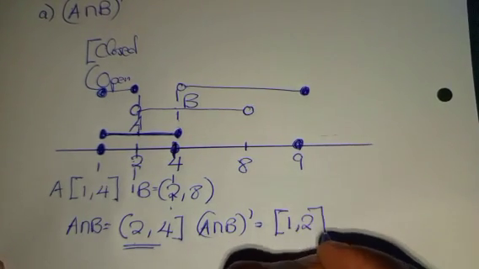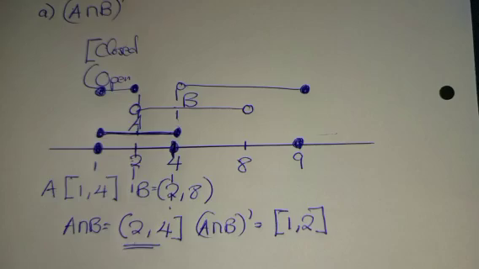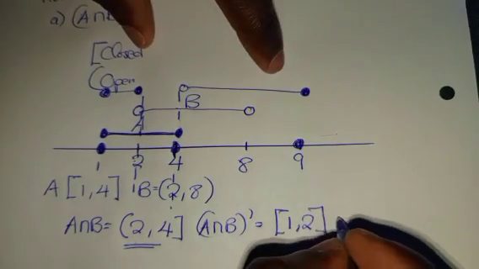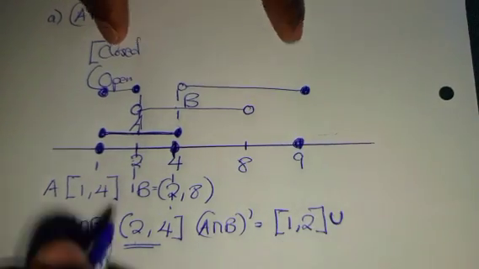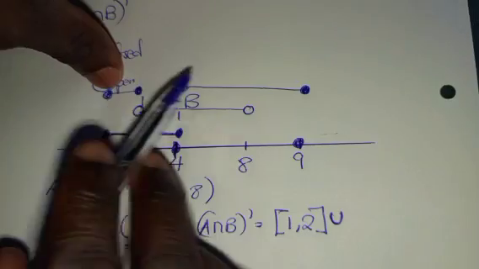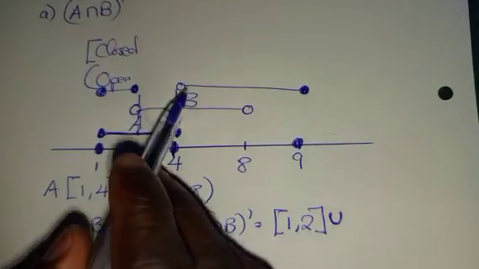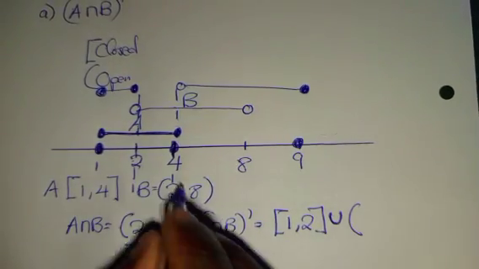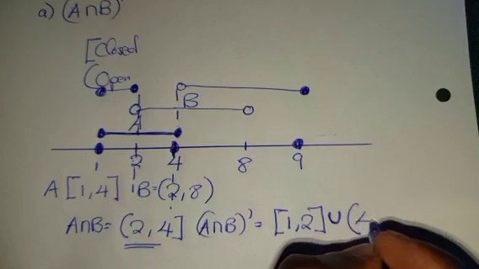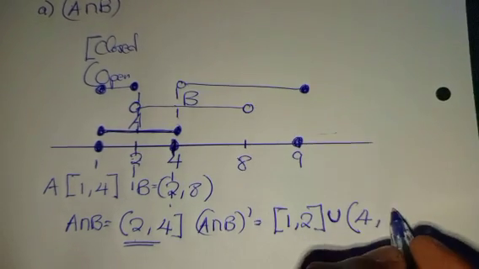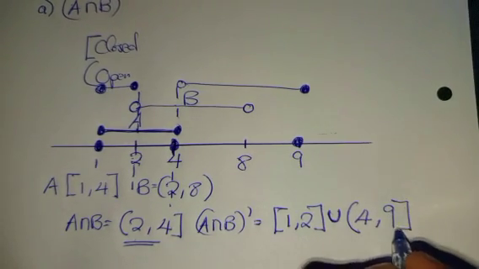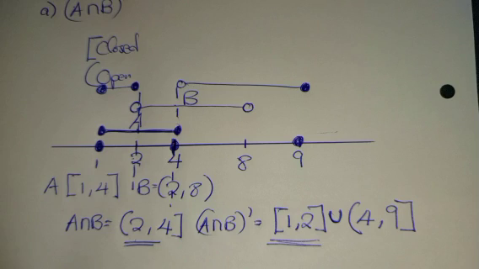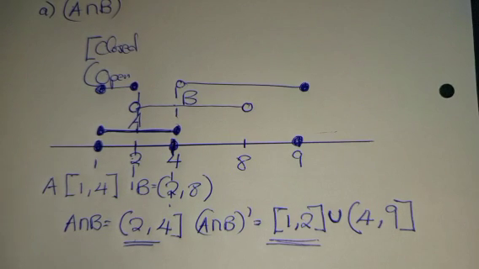2, closed interval, then we are having the union set. Why? Because it is both this one and that one. Where from here it is an open interval, of which our open interval here is 4, all the way to 9, and 9 is belonging to the universal set. So we are closing it with a closed interval.